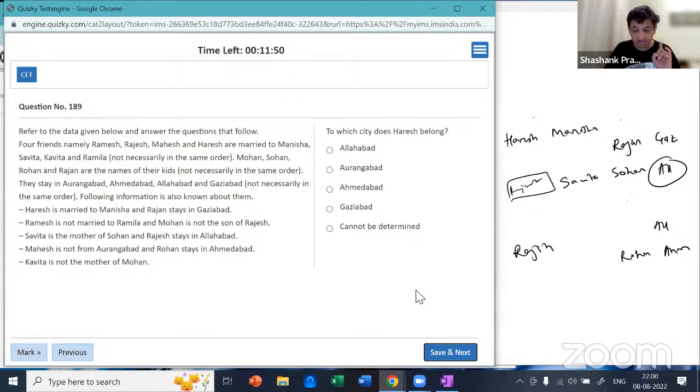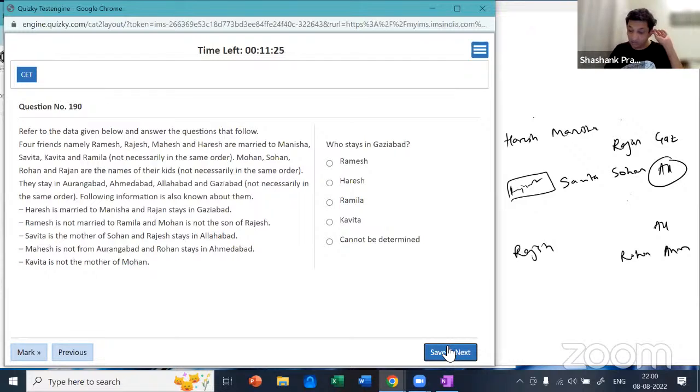Kavita is not the mother of Mohan, so Mohan has to be above. Mohan is not the son of Rajesh. Good for him. So if Mohan is above, Rohan is basically the one that will come to the bottom. Rohan stays in Ahmedabad. So the fourth one has to be Aurangabad, to which Haresh will belong. Does that make sense? Mahesh is not from Aurangabad. I think this makes sense.